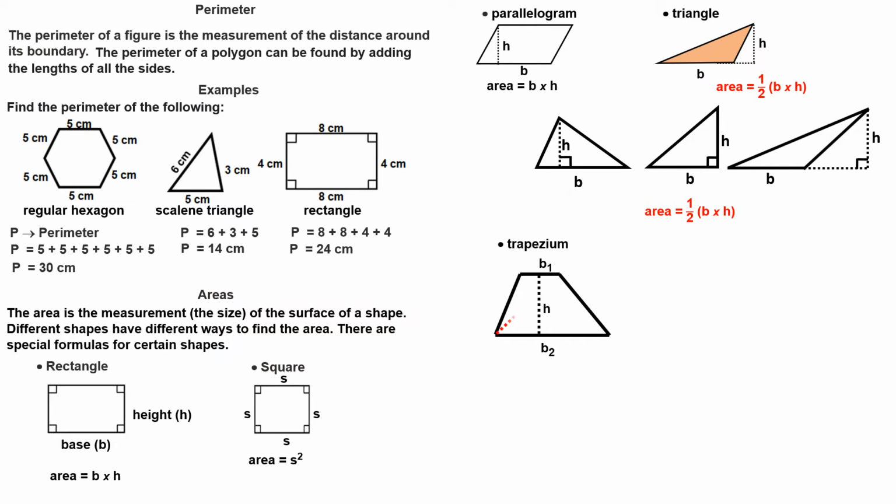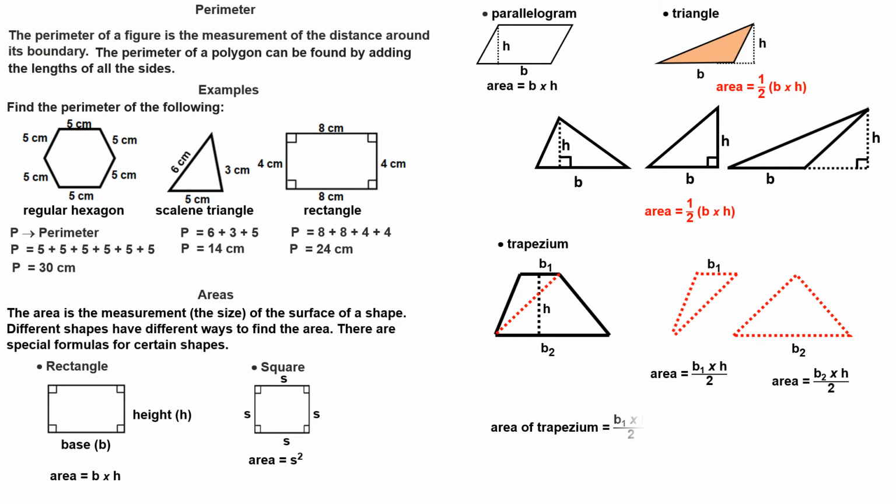To find the area of a trapezium, we can draw a diagonal, so the trapezium is divided into two triangles. Both triangles have the same height. The area of a trapezium is equal to the sum of the areas of the two triangles. The area of a trapezium is half its height multiplied by the sum of the lengths of its two bases.